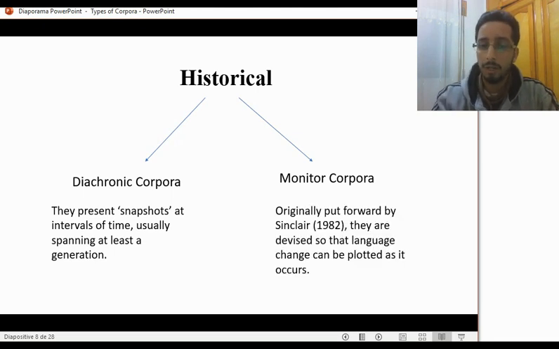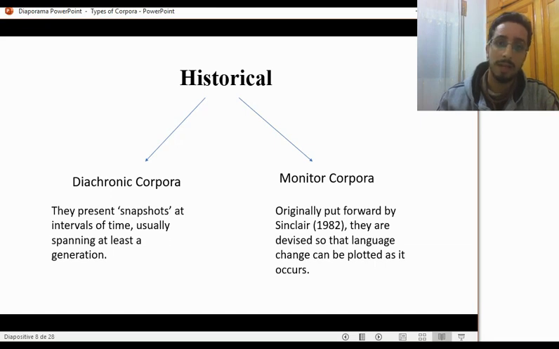Monitor corpora are a bit different. So they were originally put forward by Sinclair in 82, and they are devised so that language change can be plotted as it occurs. So in this type of corpora, you never stop collecting the data, so that whenever language change happens, you can see exactly when and how it happened. So the first ones, you wait for a generation to pass in order to compile the next corpus. The second one, you never really stop collecting the data. And both of them are really interesting.